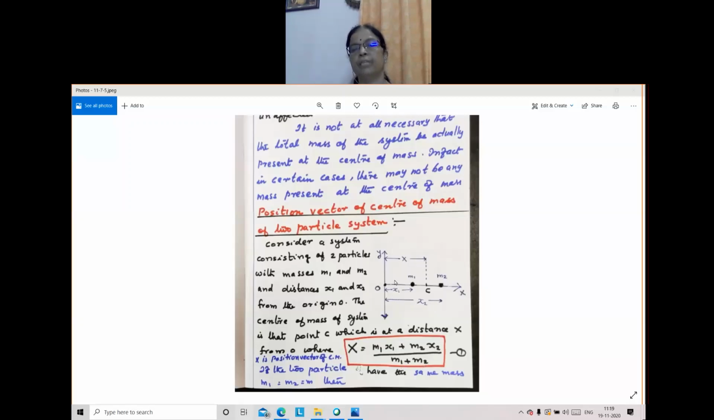If the system is a big rigid body, which is having a large number of particles, and their distances are x1, x2, x3, etc., xn, and masses are m1, m2, m3, etc., mn, in such a case, where will the center of mass lie? What's the formula? Can you tell, children? Anyone can tell? No? Two particles you got, n particles. What will be the equation?